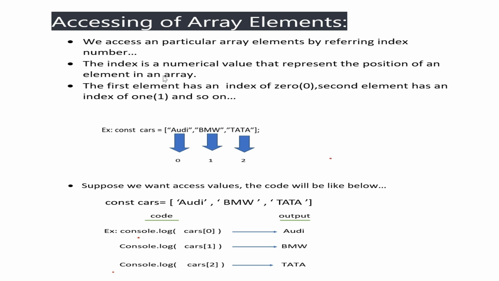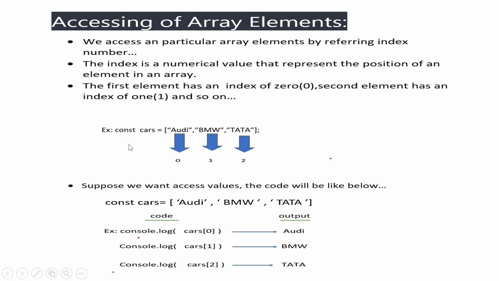We access a particular array element by referring to its index number. So we already saw that the index number starts from 0 and the length of an array starts from 1. So we know that the index is a numerical value, exactly because it starts from 0, and 1 and so on. So that represents the position of an element in an array exactly.